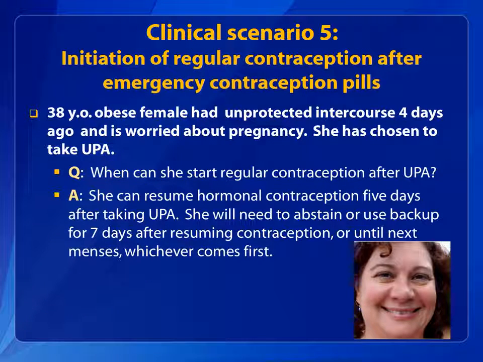This patient can therefore resume hormonal contraception 5 days after taking ulipristal acetate. She will need to abstain or use backup contraception for 7 days or until her next menses, whichever comes first.